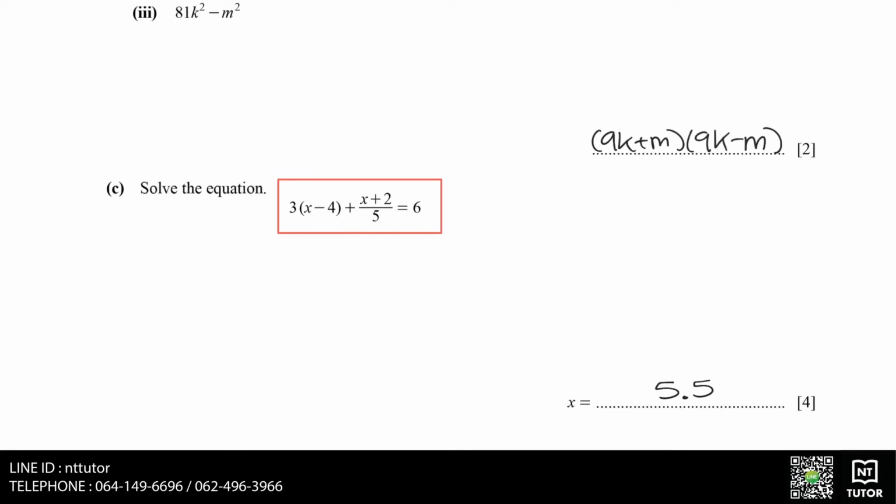To check our answer for this question, all we need to do is substitute our value of x back into the expression and see whether it works.